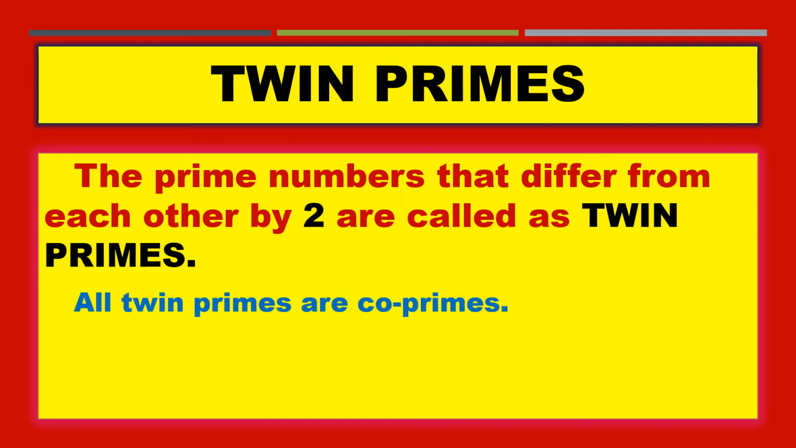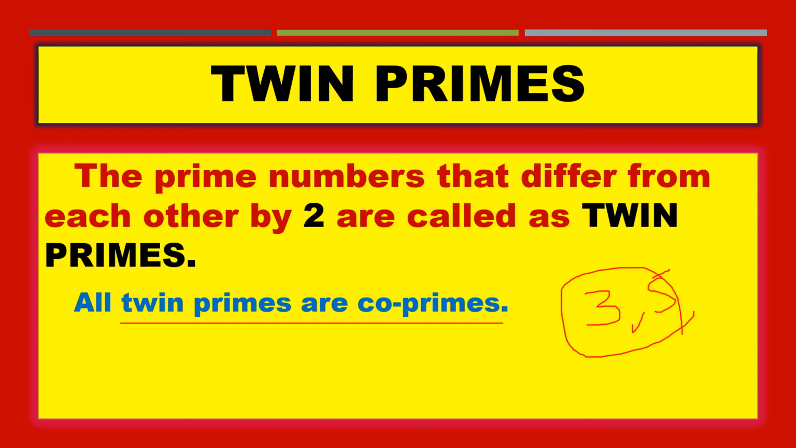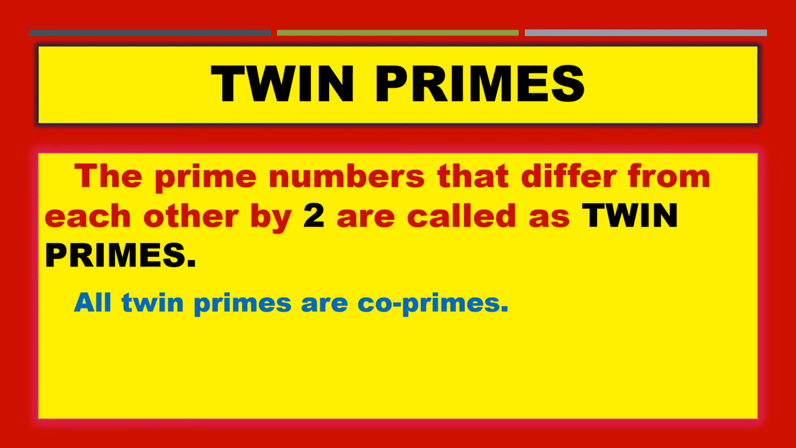Okay, all twin primes are co-primes. All twin primes are co-primes. Why? Because I told for twin primes you should always take prime numbers only. Just now we discussed all prime numbers are co-primes, right? All prime numbers are co-primes. But co-primes may or may not be prime numbers. Okay, but all prime numbers are co-primes. So twin primes are prime numbers. Twin primes are prime numbers and all prime numbers are co-prime numbers. Clear? So let us take the examples.